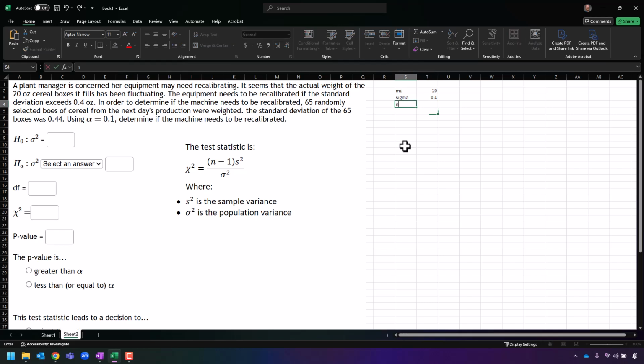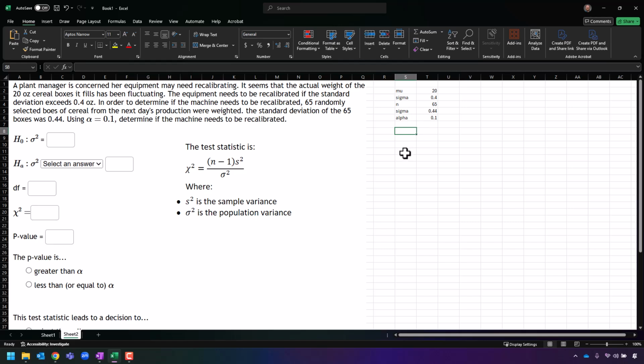65 randomly selected boxes. This is our sample size. The standard deviation of the boxes was 0.44. Alpha equals 0.1. And then you see here we have some stuff to fill in. This is sigma squared and this is sigma. So if I want sigma squared, I have to take 0.4 and square it.